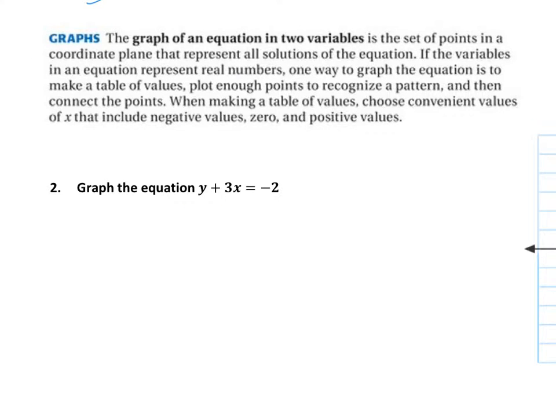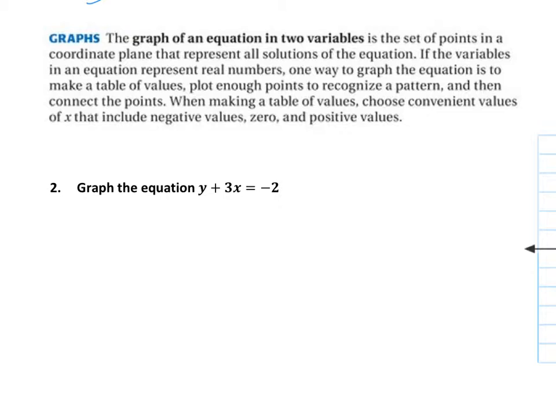Alright, so now graphs. The graph of an equation in two variables is a set of points in a coordinate plane that represent all the solutions of the equation. If the variables in an equation represent real numbers, one way to graph the equation is to make a table of values. Plot enough points to recognize a pattern, and then connect the points. When making a table of values, choose convenient values of x that include negative values, 0, and positive values.